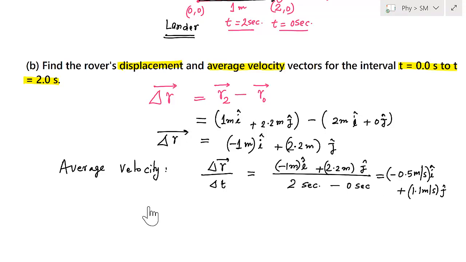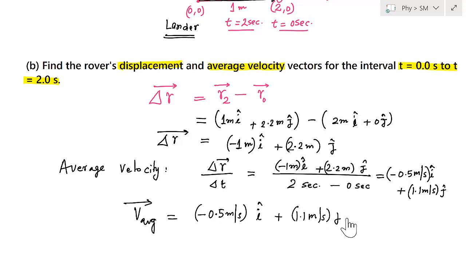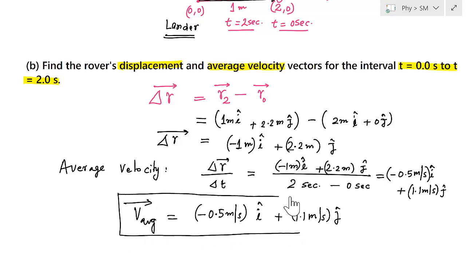So we can also write the same thing: v average is equal to, now this is also a vector. Velocity average is a vector quantity, and its value is minus 0.5 meter per second i cap plus 1.1 meter per second j cap. So this is the average velocity vector between t equals 0 and 2 seconds.